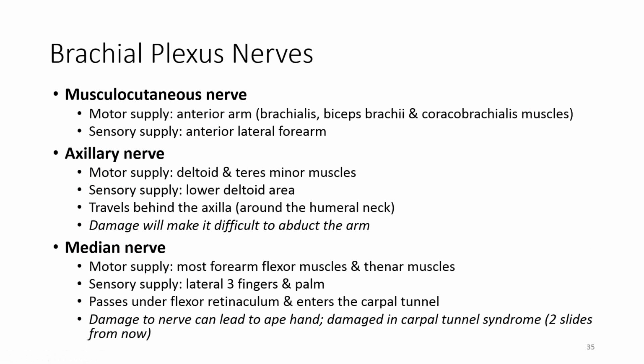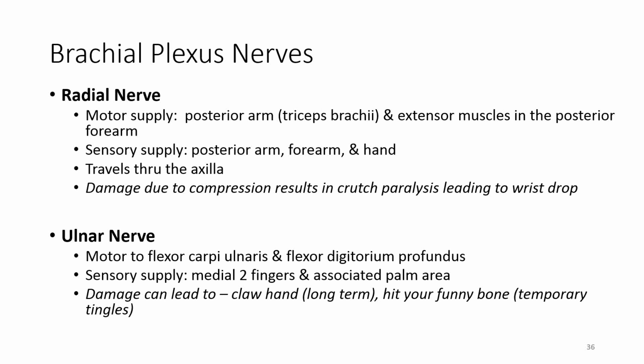Median nerve, the motor supply is to the forearm and then the thenar muscles. And again, because that goes through the palm and it's going to diverge into your fingers. Radial nerve is a posterior nerve, and so this is going to supply the extensor muscles. And the ulnar nerve is going to supply the flexor muscles in the front of the arm, and it runs right next to the ulna.